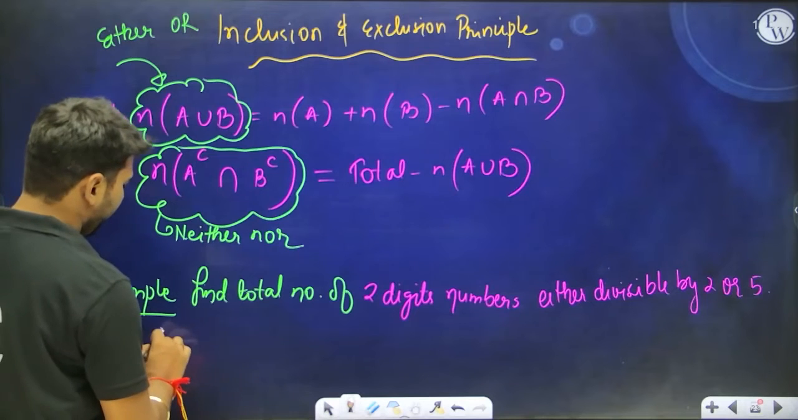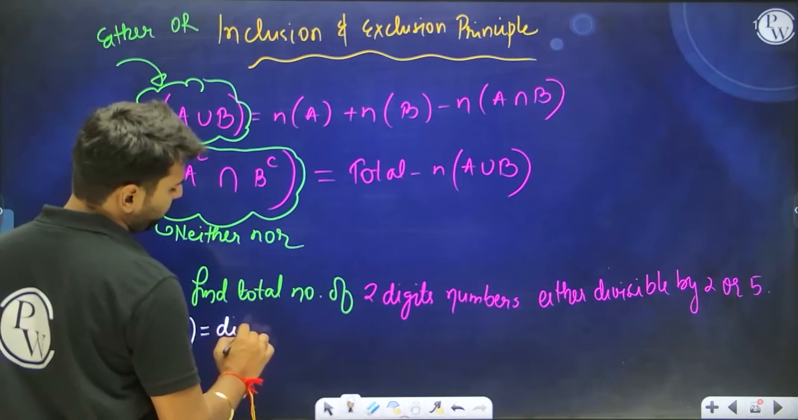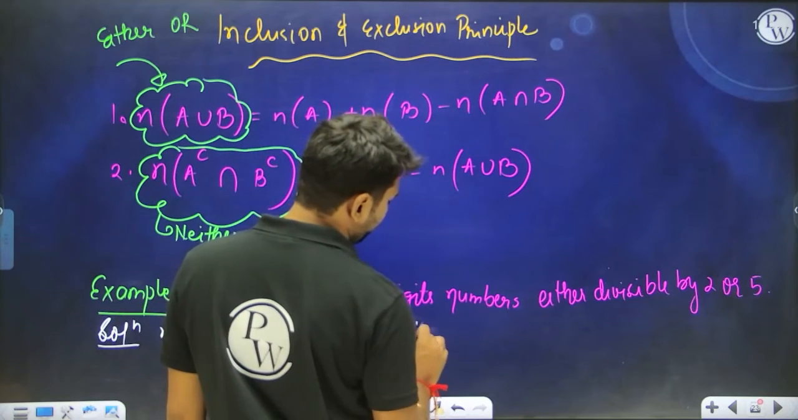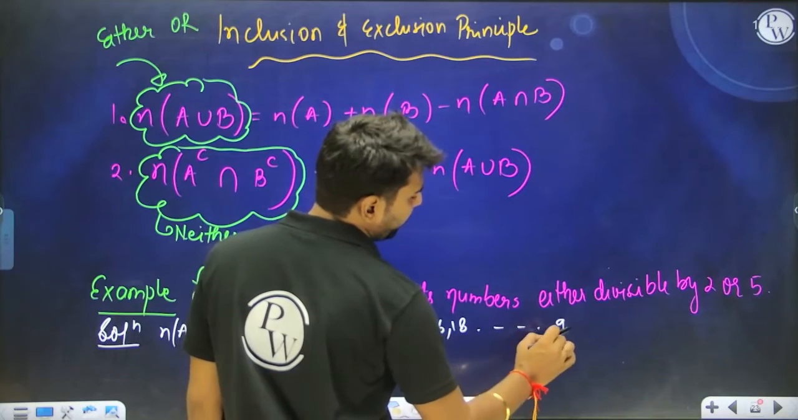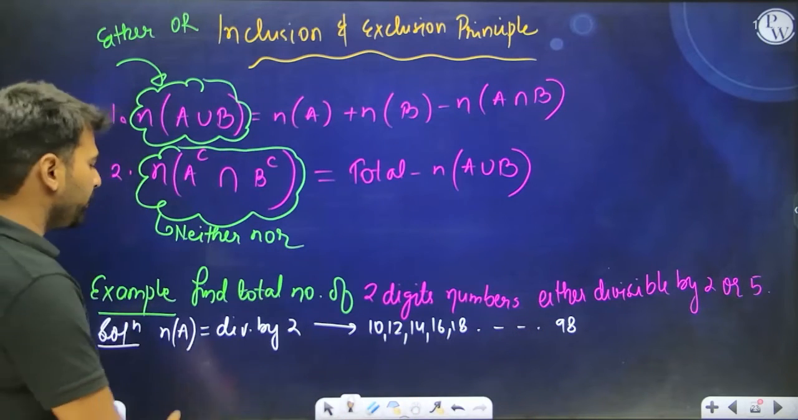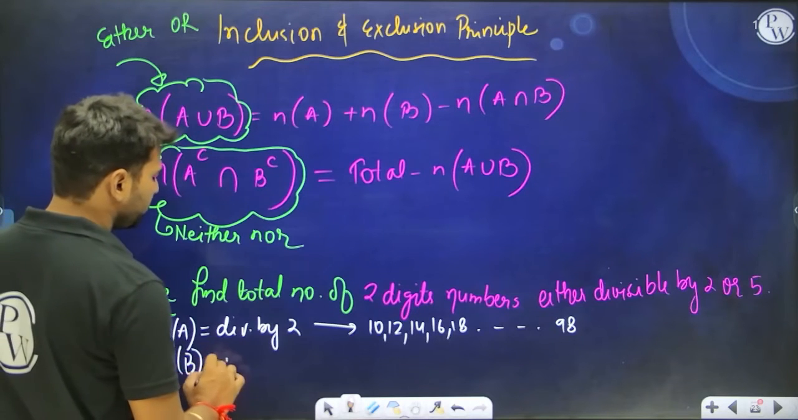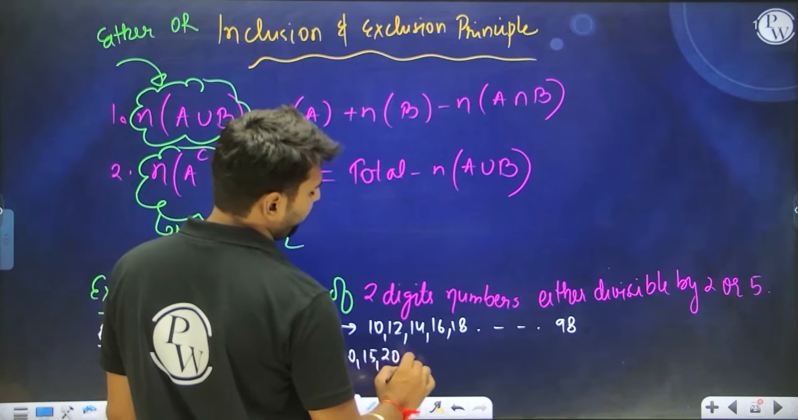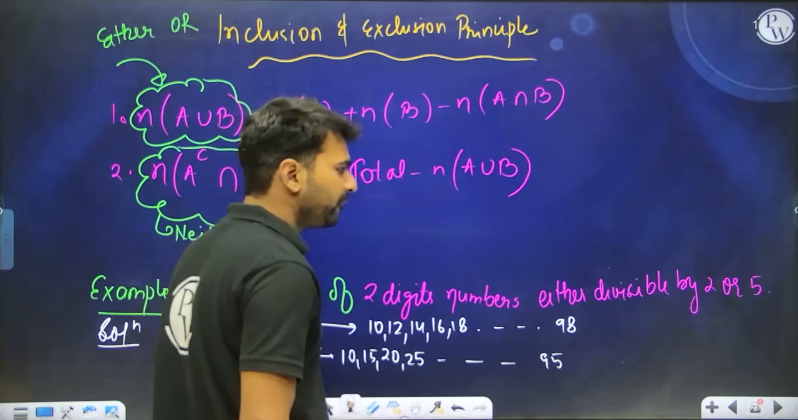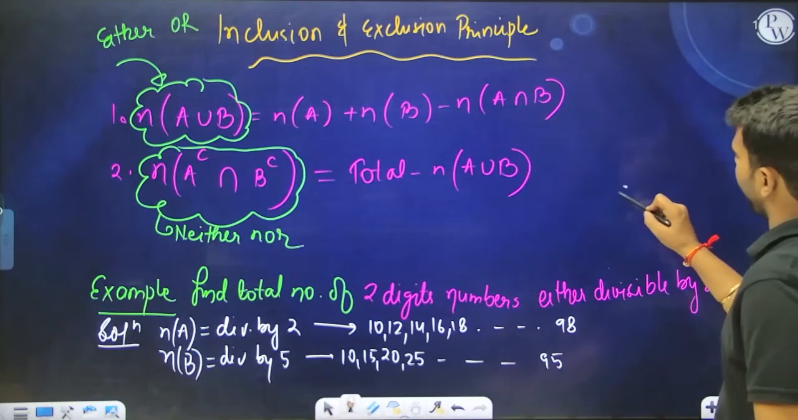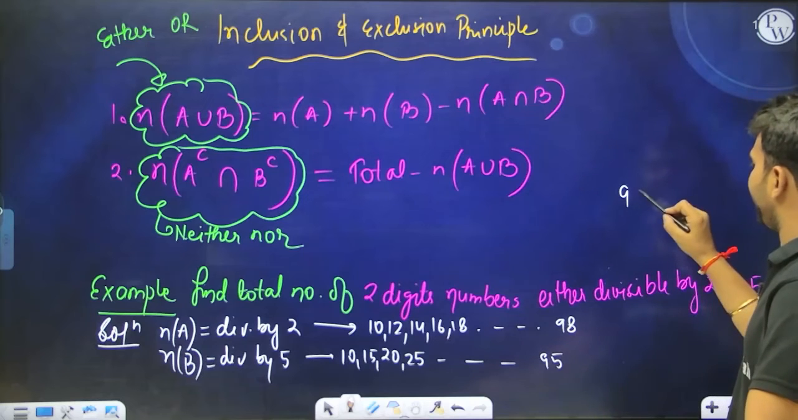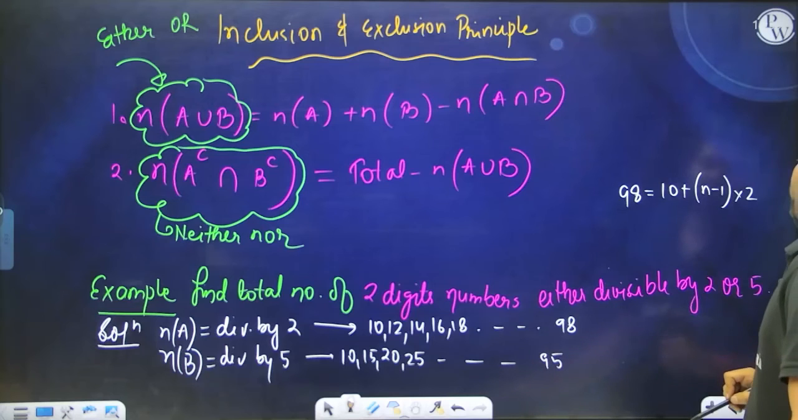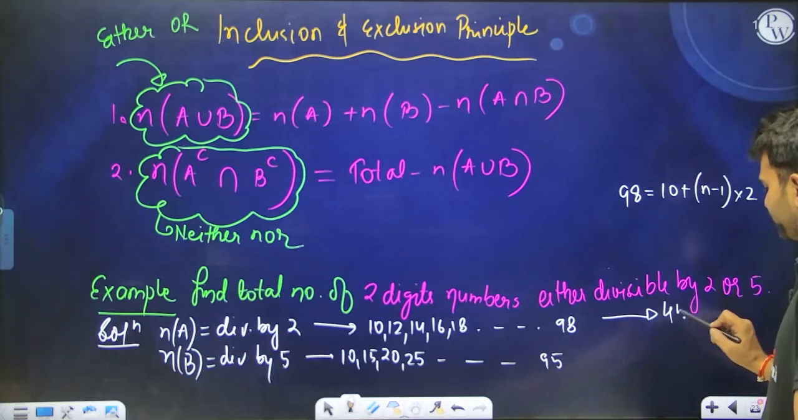So first you will take n(A), that is the number of things which are divisible by 2. So these numbers are what? These numbers are 10, 12, 14, 16, 18 and so on till 98. Can you first find out how many numbers these are? This is an AP. So 98 is equal to a plus (n minus 1) into d. So n minus 1 is 44, n is 45. So these are a total of 45 numbers.